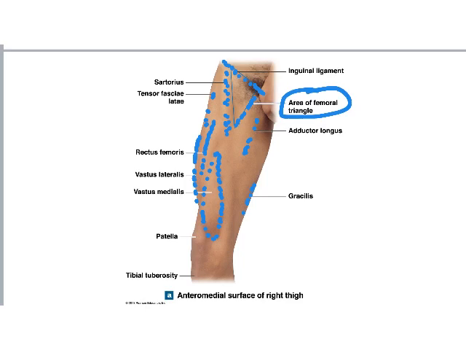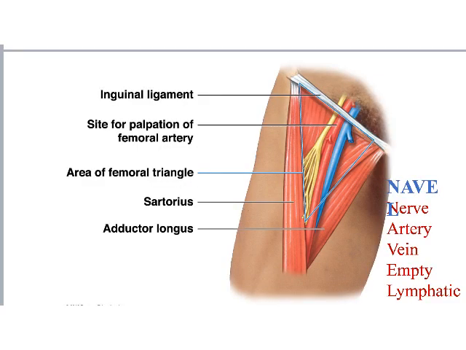So in that area, you're going to have femoral nerve, artery, and vein. So for example, you'll feel for a femoral pulse in that area. You might do blood draws from that area, from the femoral vein if necessary. Tibial tuberosity and patella are also able to be seen on the surface anatomy of the leg.